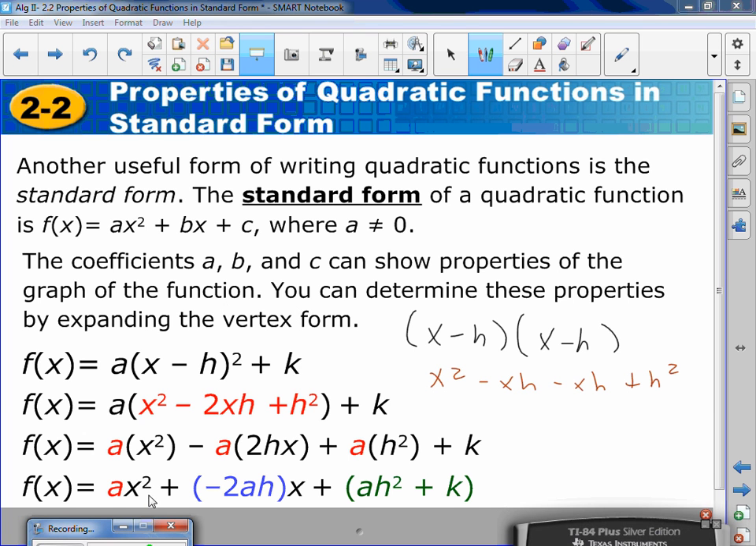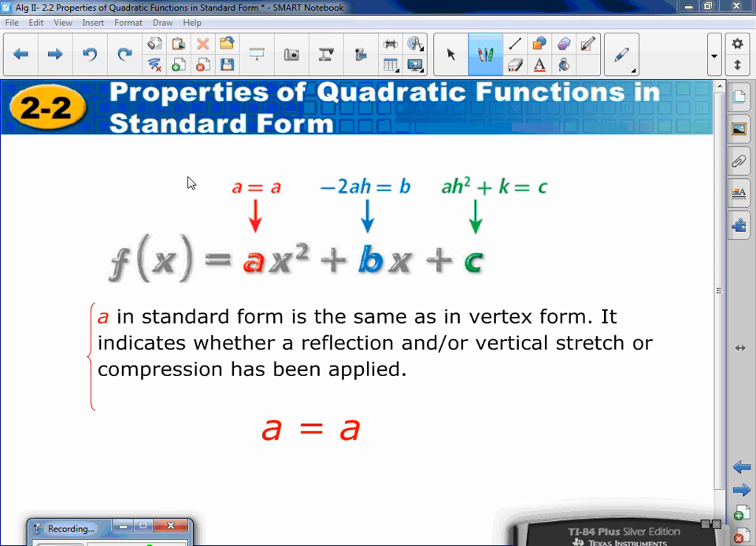Now this sort of looks like this. Here's the important thing to write. I have f of x equals ax squared plus bx plus c. That is standard form. If it's in standard form, each one of these variables, each one of these coefficients stand for something. A is equal to a. A in vertex form is that number that's outside of the parentheses. The number outside of the parentheses multiplying in is your stretch compression.